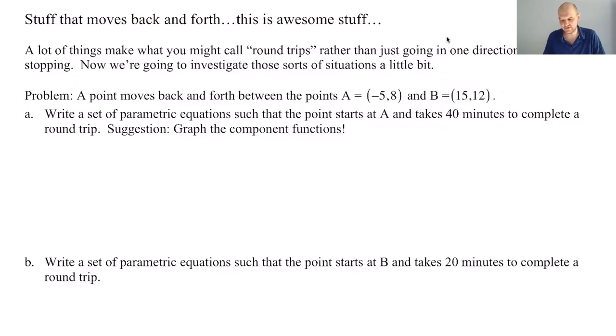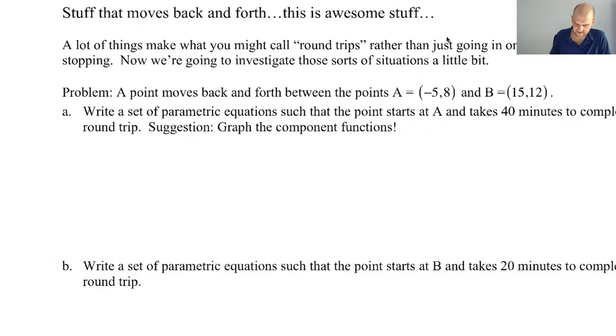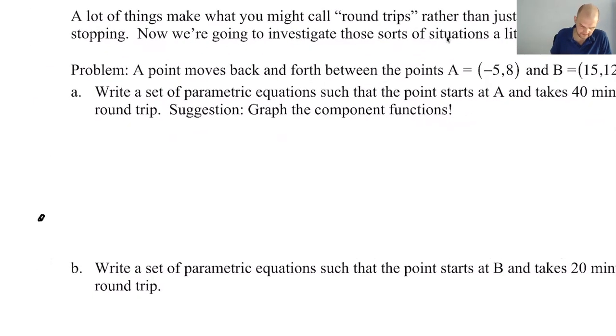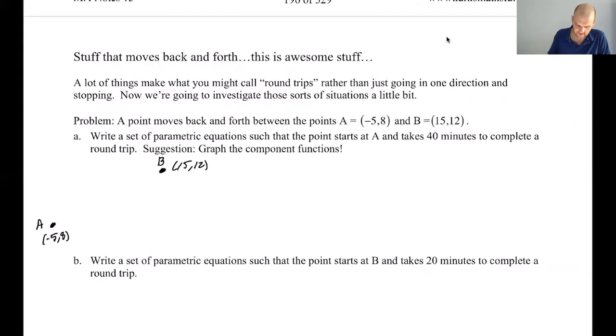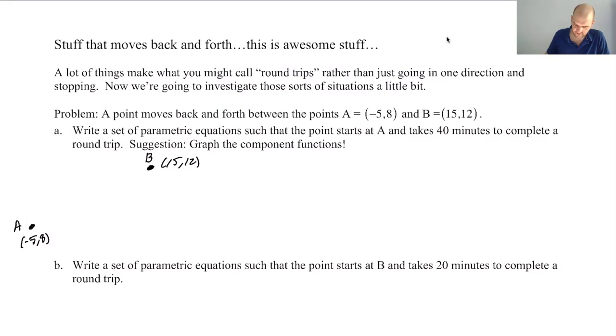We have to make a couple of assumptions because our abilities are a little limited at this point, but it's okay. The assumptions are going to feel kind of natural. So we're going to go from A, which is at (-5, 8). I'm just going to plot that, (-5, 8), and it's A. So we're going to go from there to (15, 12). So (15, 12) would be like here, let's say, that's B.